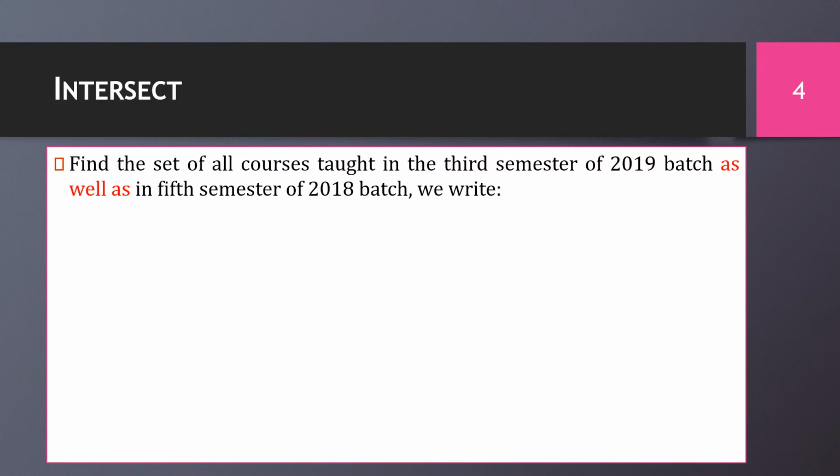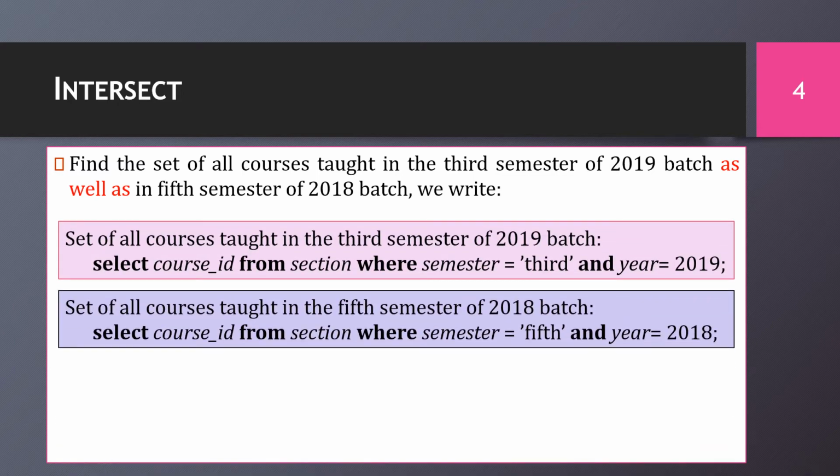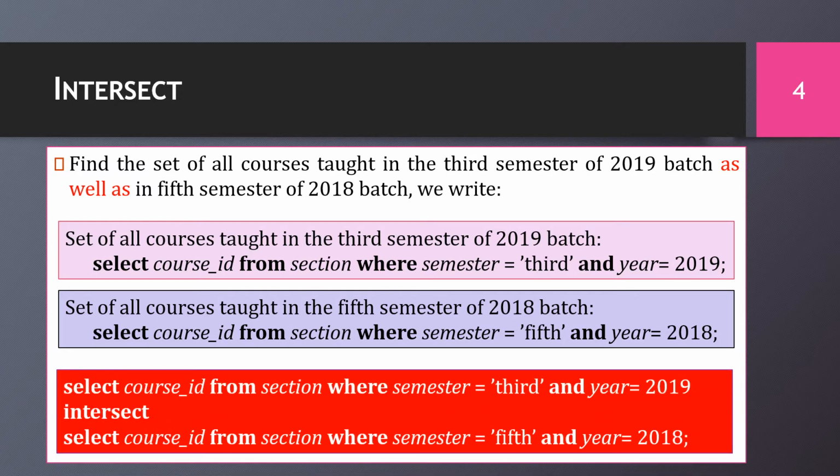Example for the intersect command. We have to find out the set of all courses taught in the third semester of 2019 batch as well as in the fifth semester of 2018 batch. That means we have to find out the common tuples. We have to find out the common courses that are taught in the third semester as well as in the fifth semester. So now let us see how we are going to write the query. First step, we have to find out the set of courses taught in the third semester. Then we have to find out the courses taught in the fifth semester. Then we have to find out the courses taught in the third semester as well as in the fifth semester.